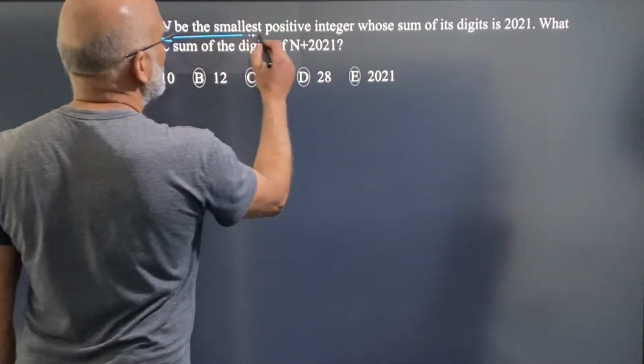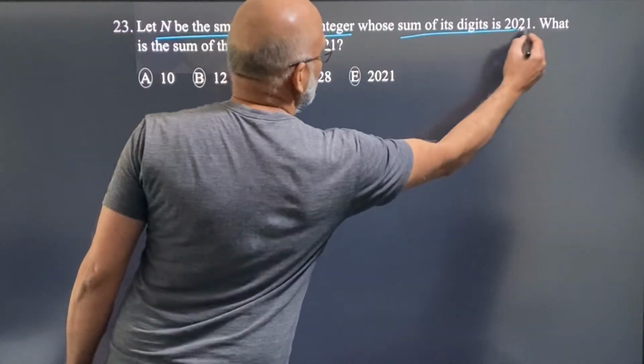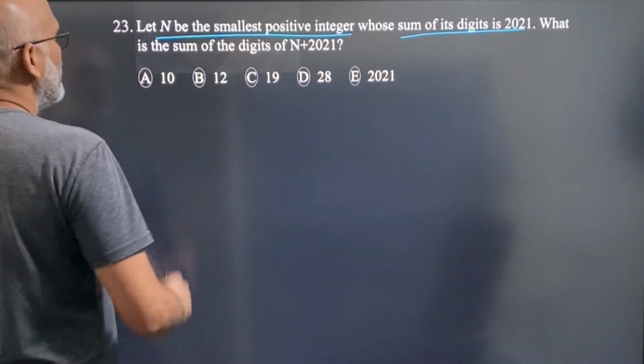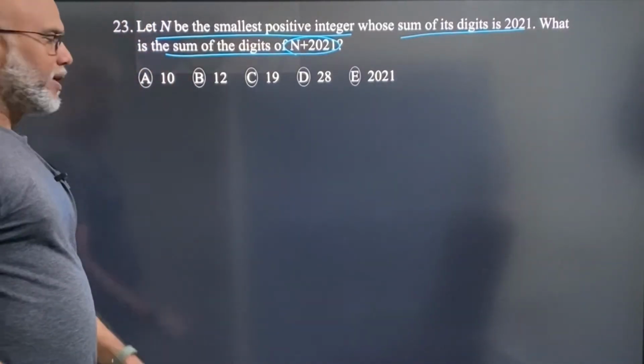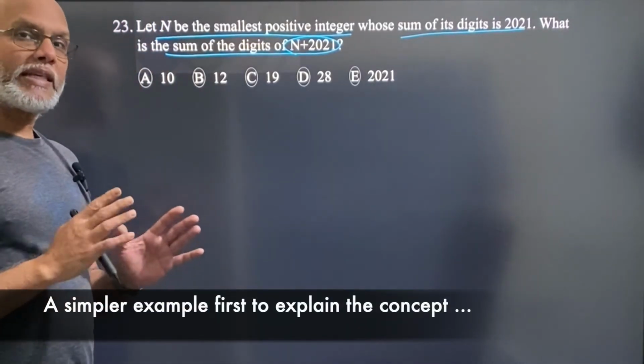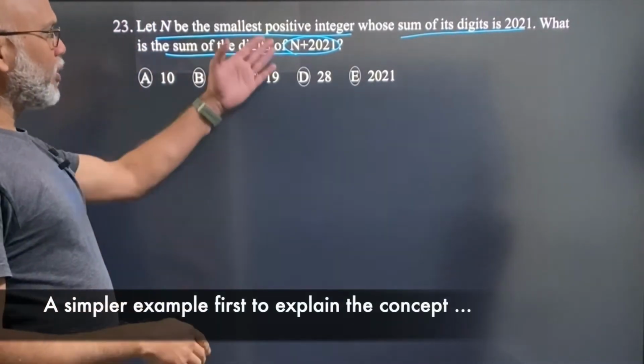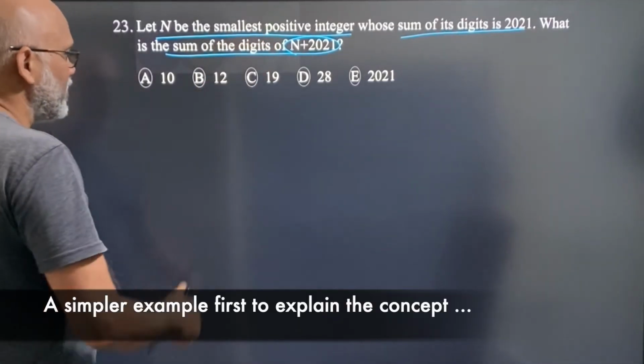Let n be the smallest positive integer whose sum of its digits is 2021. What is the sum of the digits of n plus 2021? I will start with a simpler example to explain the concept. Then we'll come back to this problem.